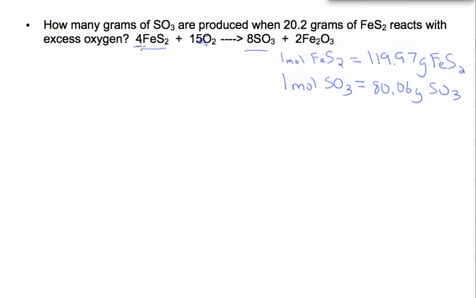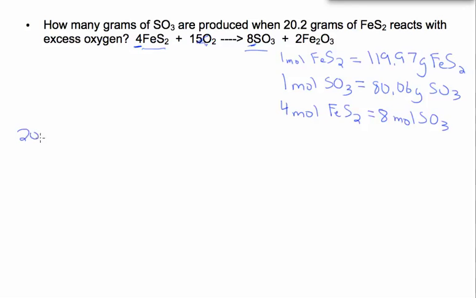And now we need our mole ratio to relate FeS2 and SO3. For every 4 moles of FeS2 that react, 8 moles of SO3 are formed. Now all that's left is the dimensional analysis.